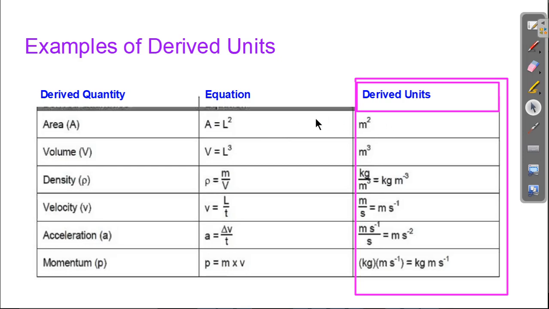So look at the derived units. When you put your units in the equation, this is the unit that you come out with. Meter times meter, meter square. Meter times meter times meter, cubic meter. Mass, kilograms, divided by what? Cubic meters. Okay? That's a derived unit. So know what it means to be derived when you are a unit.